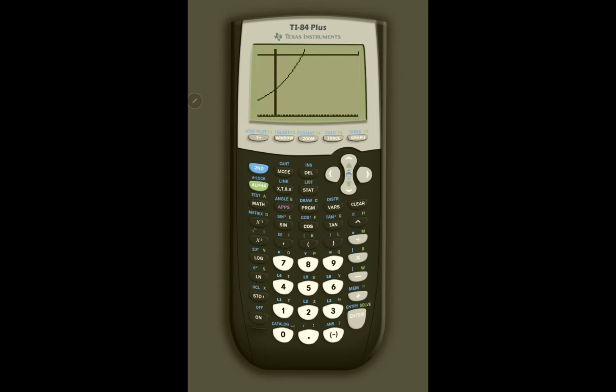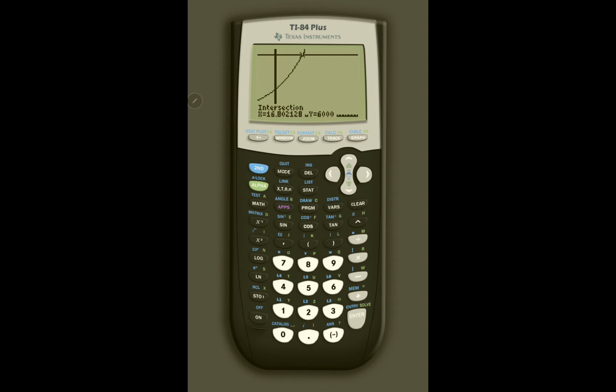And there it is. Second, trace, and go down to intersect. Go near that point of intersection and hit enter, enter, and enter one more time. And there's our answer. The x value there you can see is 16.8, y value 6,000.